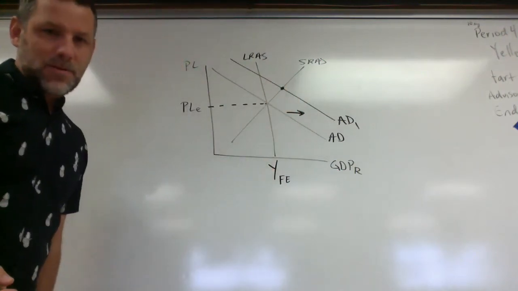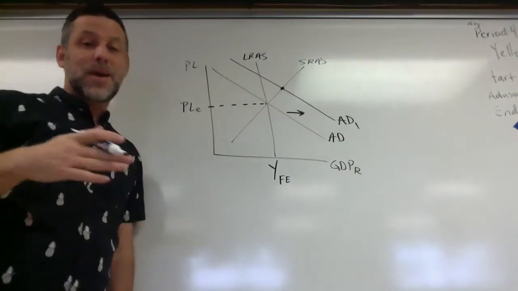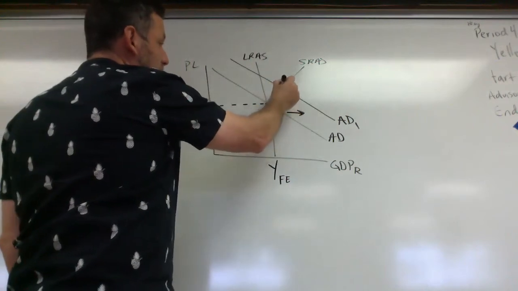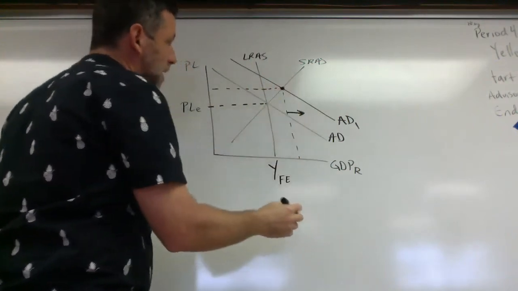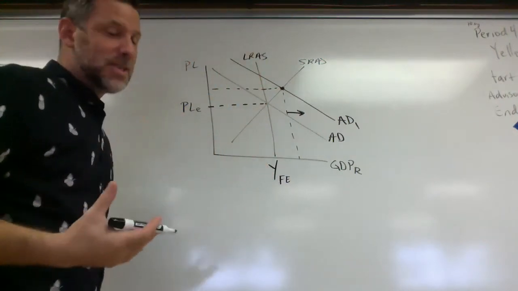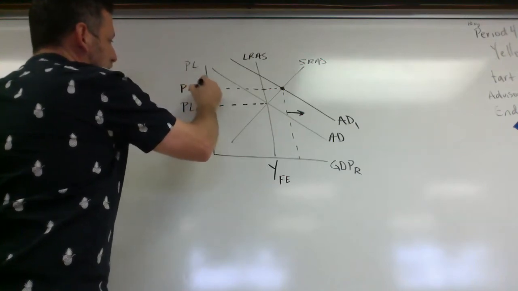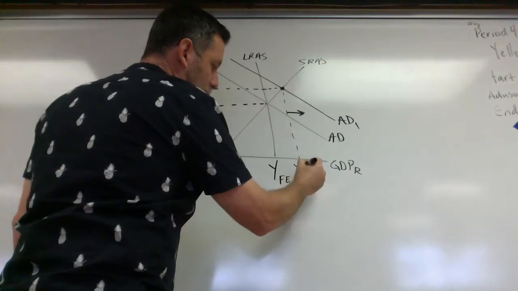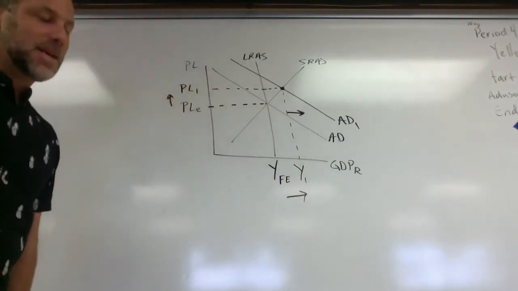aggregate demand. Right? So whether it's short run aggregate supply shifting or whether it's aggregate demand shifting, you're going to find that new intersection point, and then that becomes your current economy, right? Your long run aggregate supply curve stays there. That's just giving us a basis of comparison. So right now my price level has increased. We can see that on the y-axis. My output has increased. We see that on my x-axis.